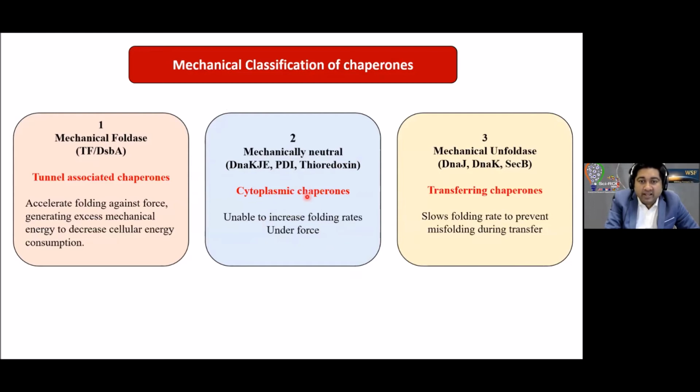But they don't work as a foldase in presence of force. The main reason is that these proteins don't need to work under force. That's why they don't show foldase activity in presence of force. However, the tunnel-associated chaperones, both trigger factor and DsbA, work as strong foldases, and they fold the protein against the force.